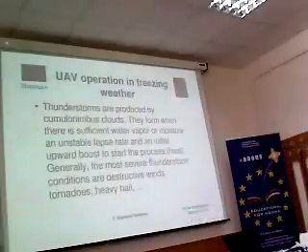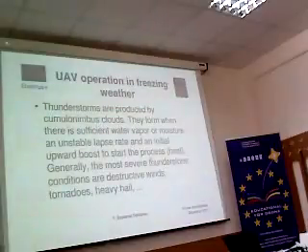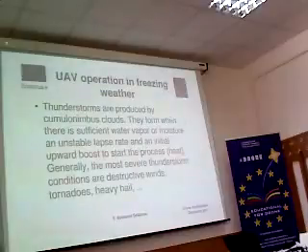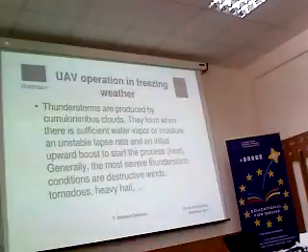Thunderstorms are produced by cumulonimbus clouds. They form when there is sufficient water vapor or moisture, an unstable lapse rate, and an initial upward boost to start the process. Generally, the most severe thunderstorm conditions are destructive winds, tornadoes, and heavy hail.